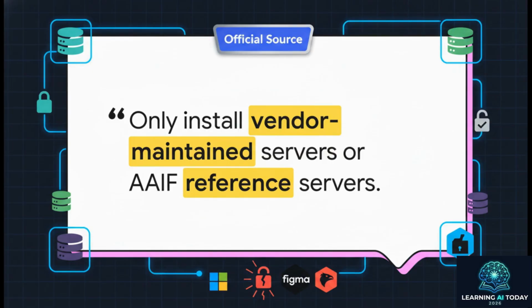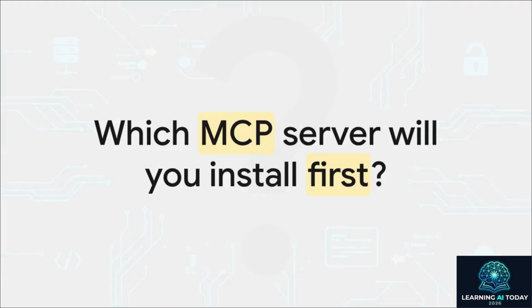Period. Only install vendor-maintained servers, like the official ones from GitHub, Figma, and Sentry we just talked about, or official reference servers verified by the Linux Foundation's AI Alliance. If some old blog post tells you to install a random archived version, don't do it. Always verify the source. So, let's wrap this up.